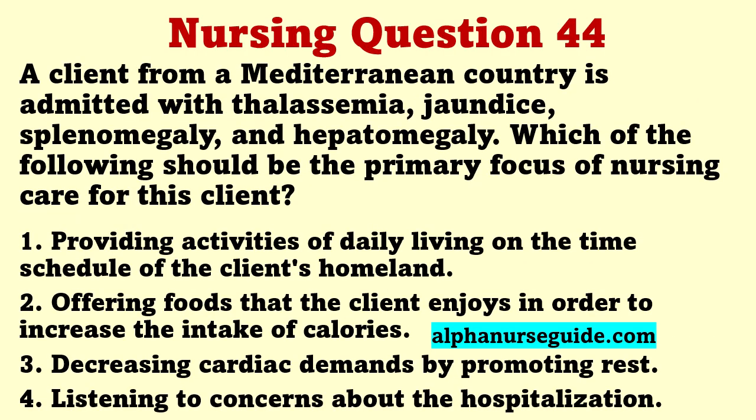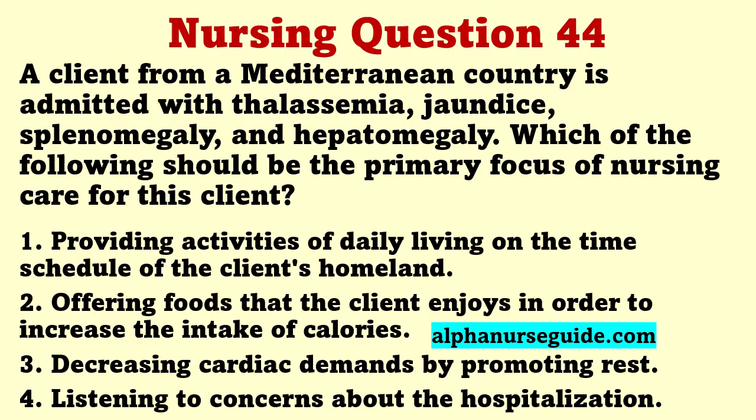A client from a Mediterranean country is admitted with thalassemia, jaundice, splenomegaly, and hepatomegaly. Which of the following should be the primary focus of nursing care for this client? 1. Providing activities of daily living on the time schedule of the client's homeland. 2. Offering foods that the client enjoys in order to increase the intake of calories. 3. Decreasing cardiac demands by promoting rest. 4. Listening to concerns about the hospitalization. The correct answer is 3.